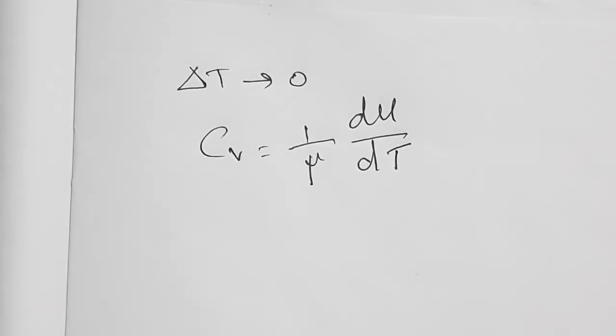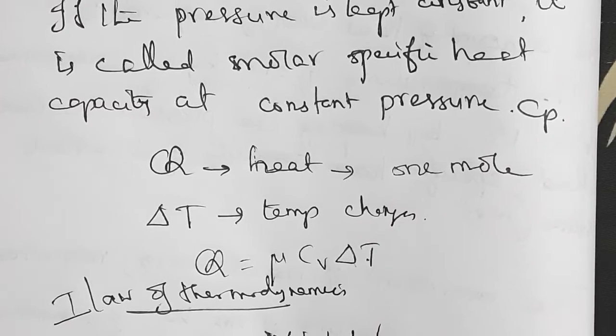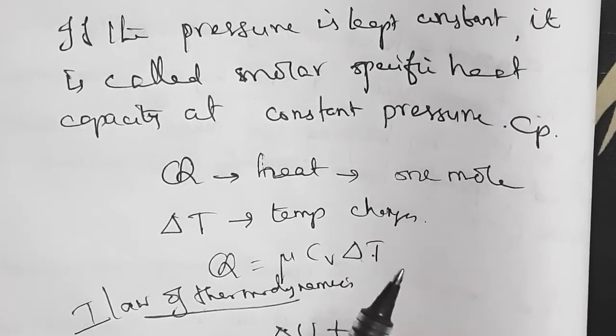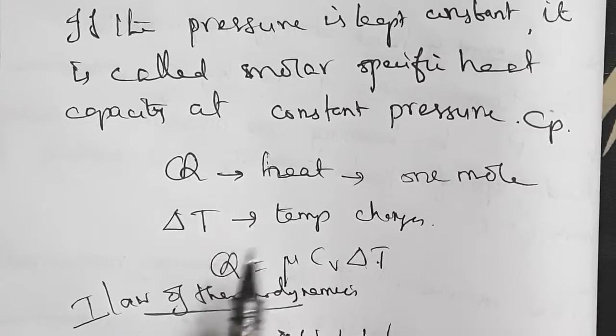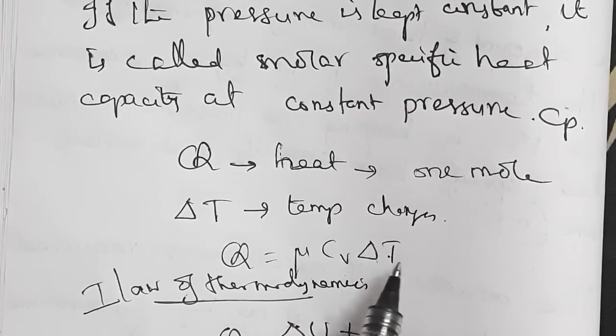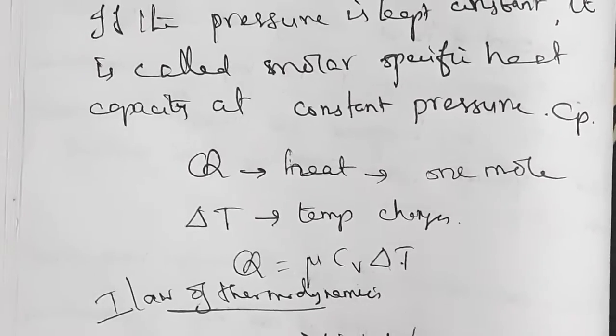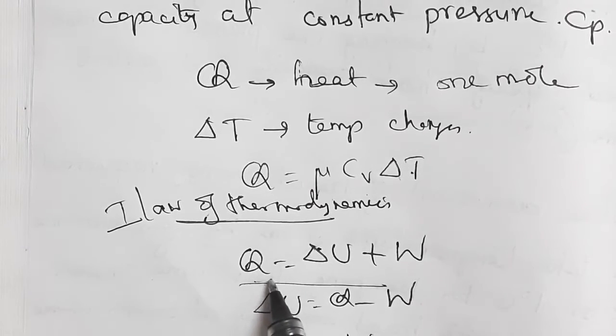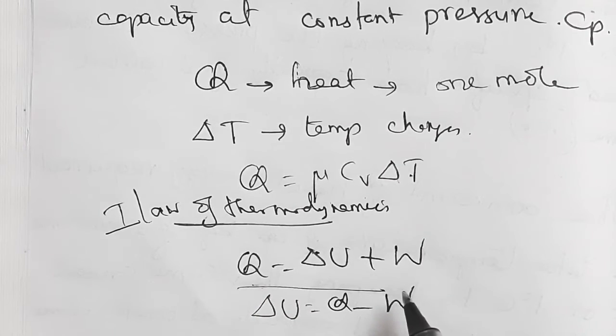So we have seen that when heat is supplied to 1 mole of gas, the temperature changes, so accordingly we can write Q is equal to mu Cv delta T. According to the first law of thermodynamics, delta U is equal to Q minus W, or Q is equal to delta U plus W.